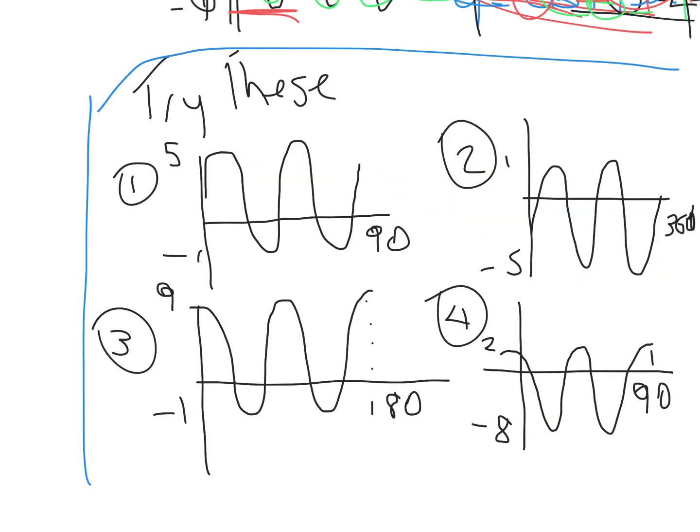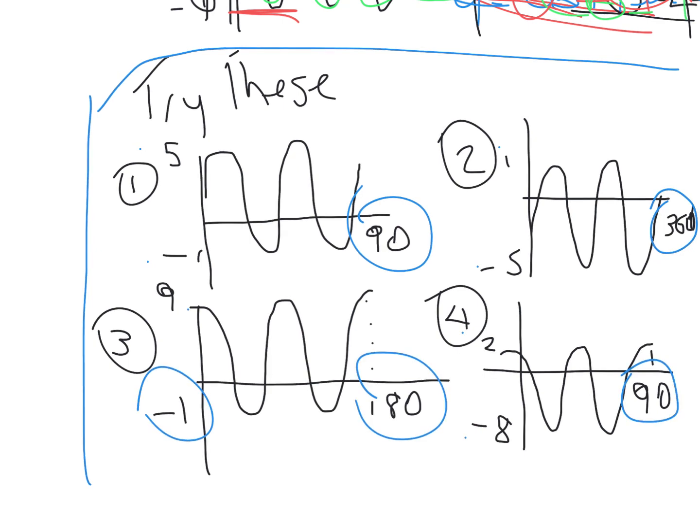Okay, so you're going to try these ones. First one, curve goes up to 5, down to minus 1, and there's 90. Up to 1, down to minus 5, that's 360. Up to 9, down to minus 1, that's 180. Up to 2, down to minus 8, and that's 90. So have a go at those 4 for tomorrow, and we'll pick that up tomorrow.